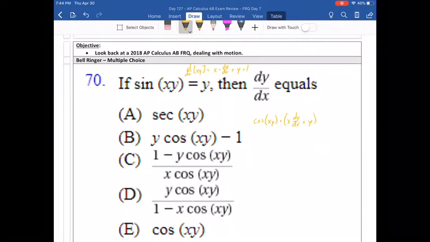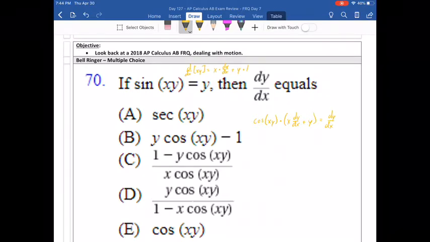So cosine, the outside function, times the derivative of the inside function. And in our case, the derivative of the inside function required a product rule to evaluate. And now the other side, the derivative of y, is just dy/dx. So nothing too complicated there.